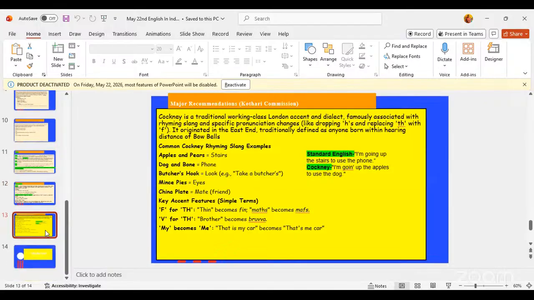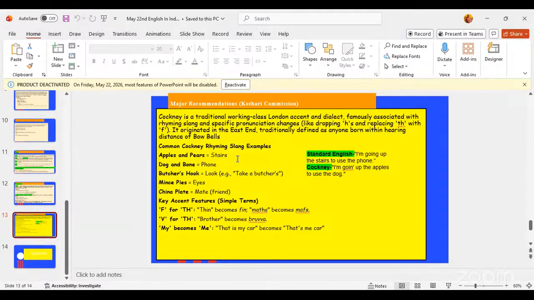Now, talking about Cockney English, which is in our last PowerPoint presentation, the last slide. Cockney is the traditional working class London accent and dialect, famously associated with rhythmic slang and specific pronunciation changes, like dropping the H sounds and replacing th with f. It originated in the East End, traditionally defined as anyone born within hearing distance of the Bow Bells. Apples and pears, stairs.